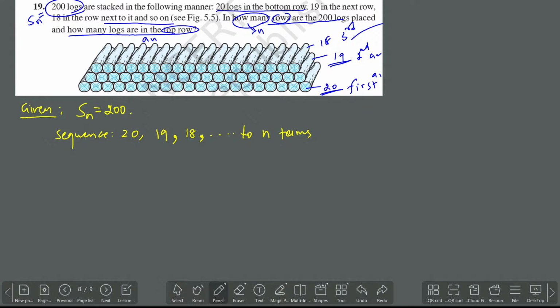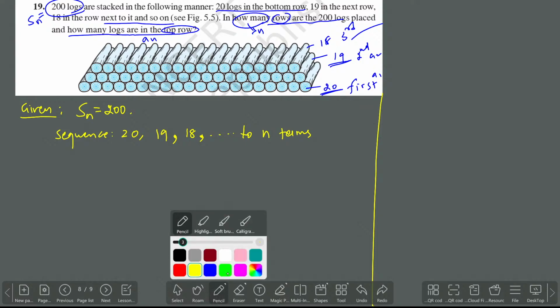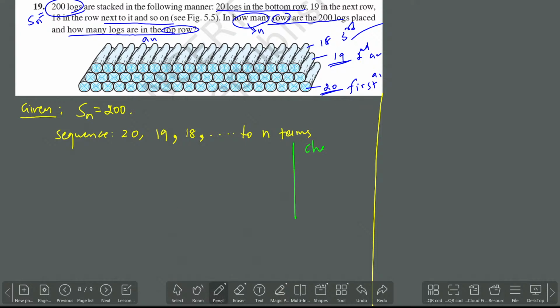Right. It's going on. Okay, that's it. This is the given at present. So we should check first whether it is an AP or not. Check. Here this is my A1, A2, An.